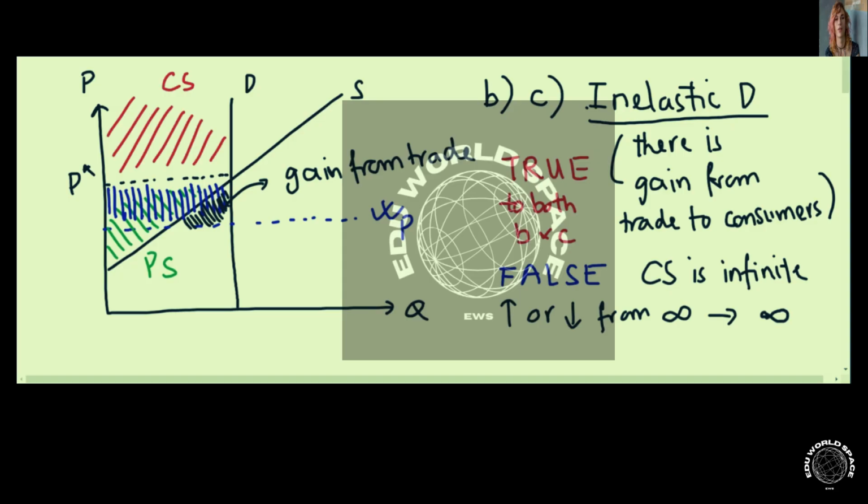Consumer surplus before and after trade is infinite. So actually, there is no change. I think you can argue both ways for both statements, and it is up to you to decide which explanation is more reasonable to you.